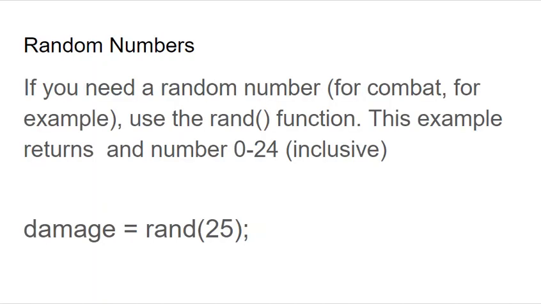How do you generate random numbers? A lot of times you need that for combat or maybe picking a room to put something in. So there's a function called rand, which is built into the language, and you give it the value for the upper limit. So this would generate you a number between 0 and 24 inclusive. So it doesn't include the upper range.